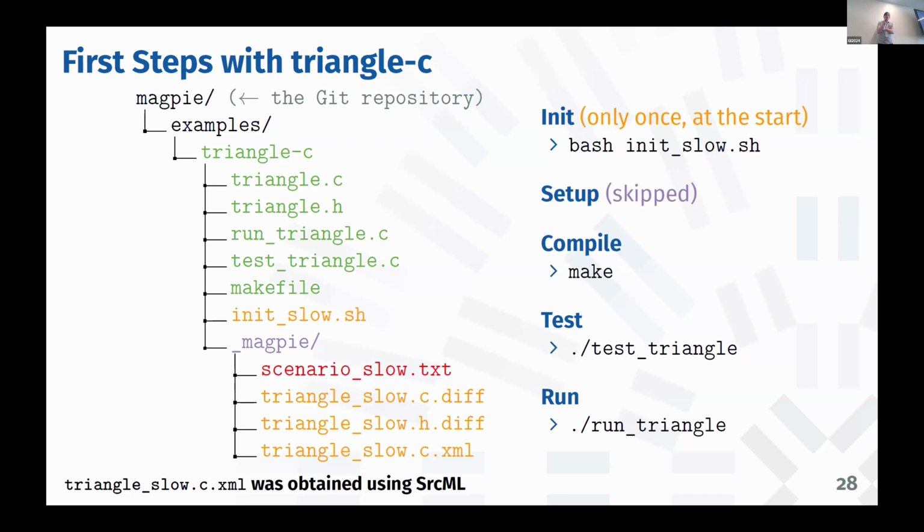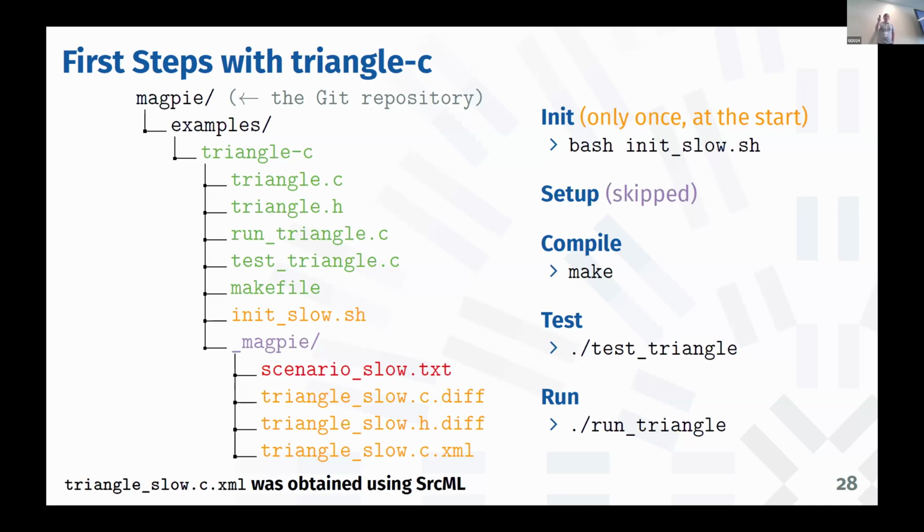In orange, there is one more file, which is init_slow, which will introduce a bug, a way to make that file slower, and that we want to fix. On the Magpie specific file, you will have the scenario file, scenario_slow.txt, and three more files: a diff for triangle.c, a diff for triangle.h to seed the fault, and an XML file so that you don't have to download source.ml, but you can regenerate it yourself.